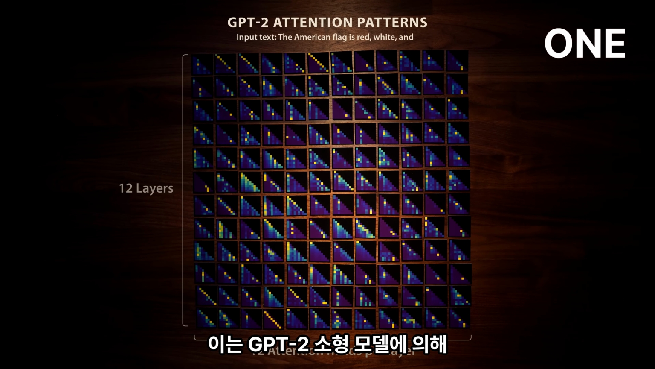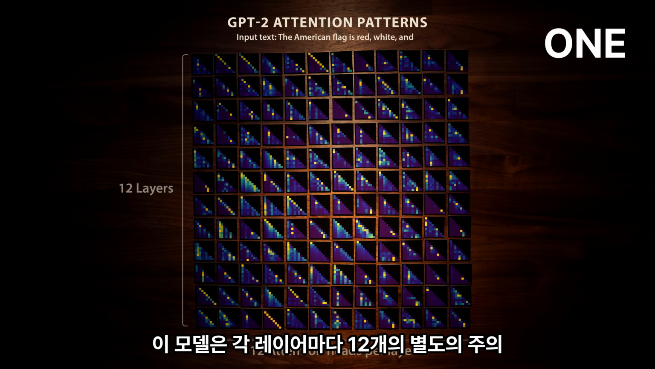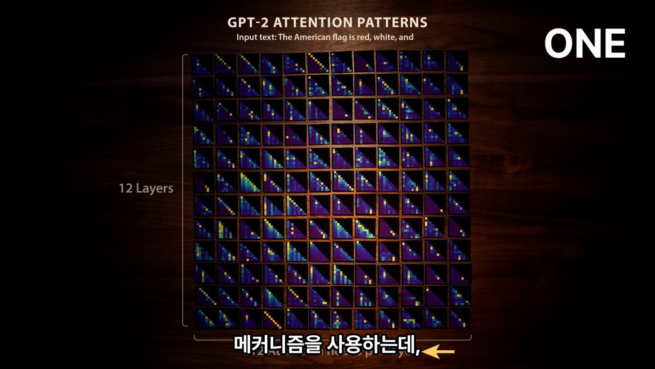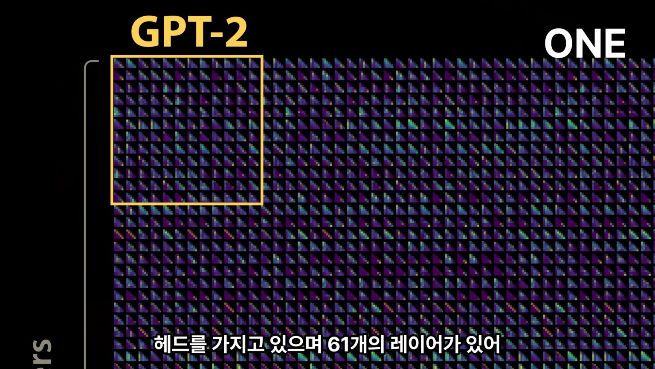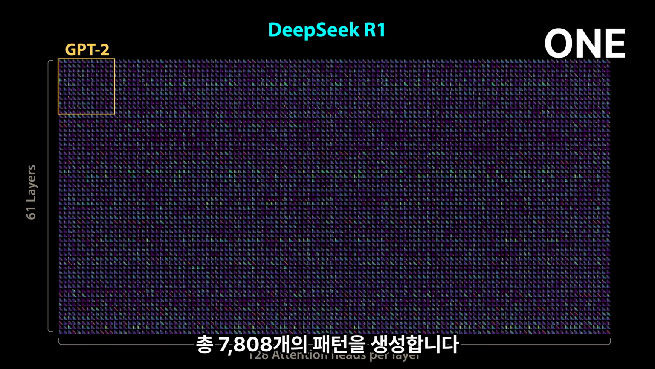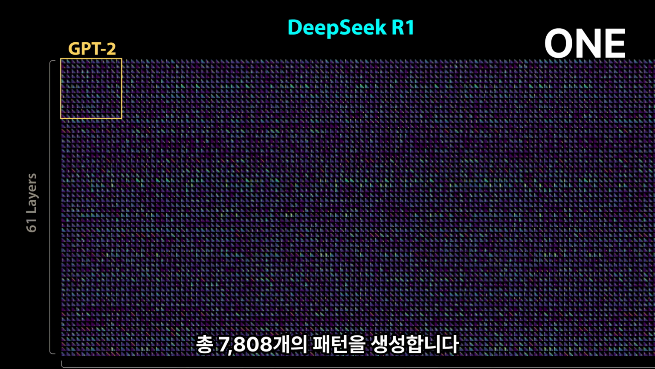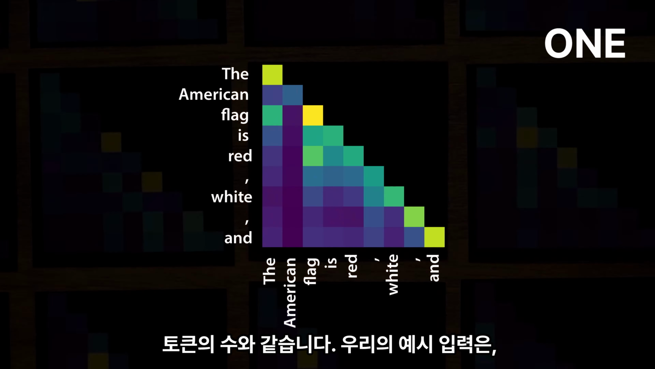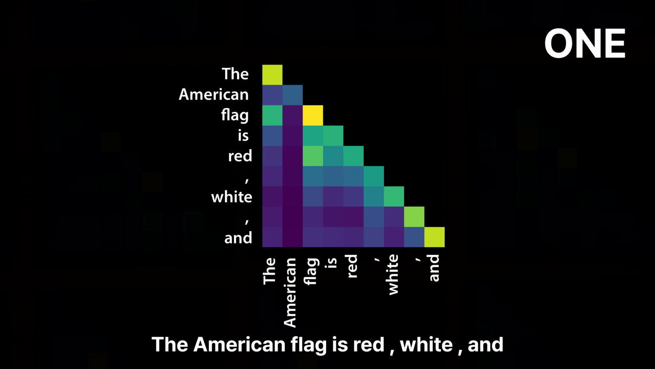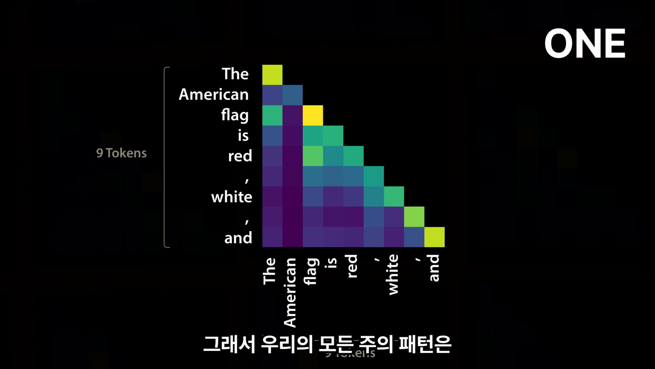These are the 144 attention patterns computed by the GPT-2 small model, when given the example input text, "the American flag is red, white, and". This model uses 12 separate attention mechanisms, called attention heads, per layer, and has 12 layers, making for 144 total attention patterns. DeepSeek R1 has 128 attention heads per layer, and 61 layers, making for 7,808 total patterns. In both models, the size of the attention pattern is equal to the number of tokens passed into the model. Our example input maps to 9 tokens, so all of our attention patterns are 9 by 9 matrices.